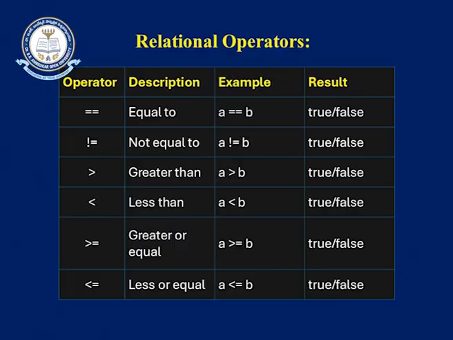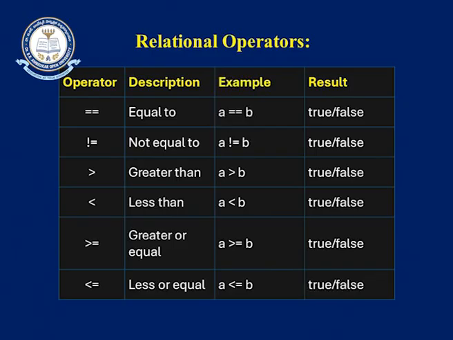So we will move to the next one, relational operators. Relational operators play a key role in the case of conditional statements. Basically these operators are used to compare operands. Like you can see in the table, there are different types of operators starting with equals to, or double equals to. Okay, this will compare two values.